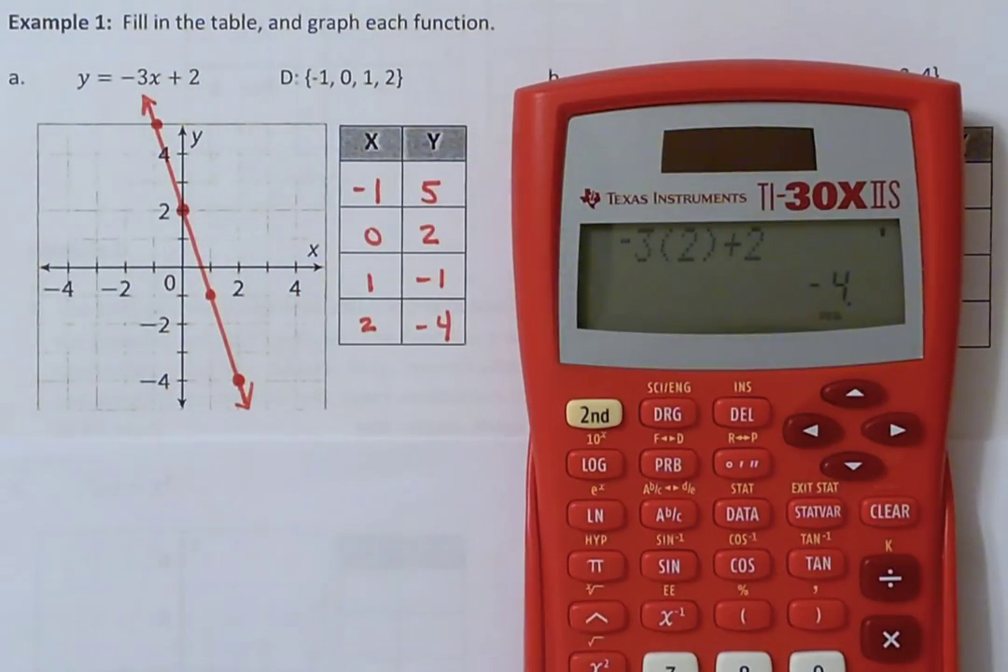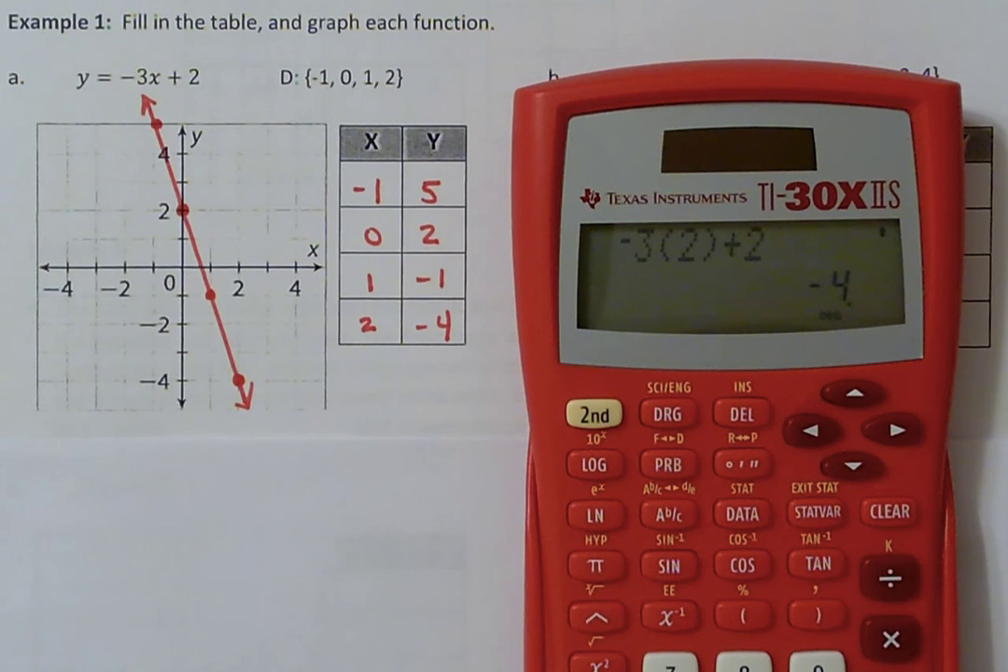And I end up with my graph like that. So that is example 1A. I've gone through and filled in my table using the function in the given domain. And then I went through and used my table to graph my function for y equals negative 3x plus 2.